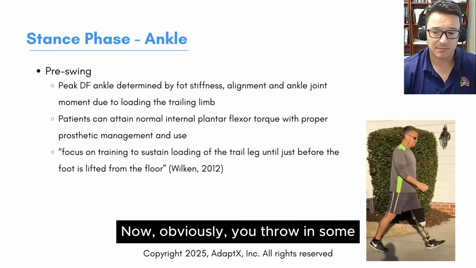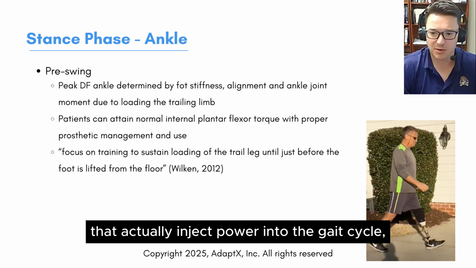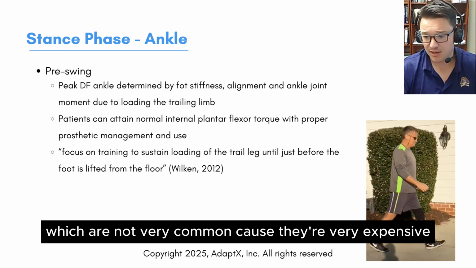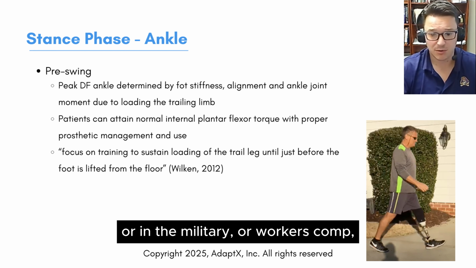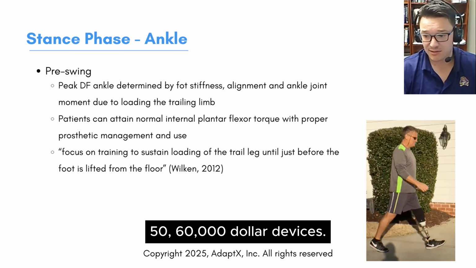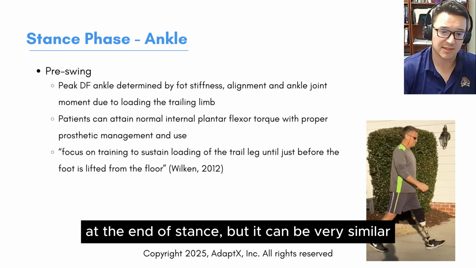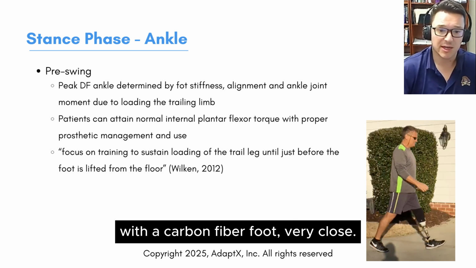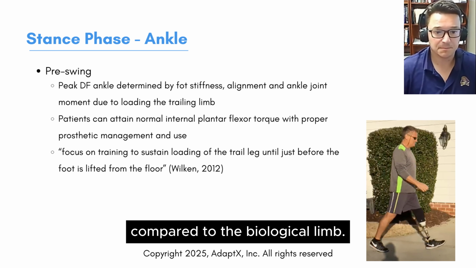Now, obviously, you throw in some active components and robotic actuators that actually inject power into the gait cycle, which are not very common because they're very expensive unless you are a veteran or in the military or workers' comp. It's very difficult to buy these $40, $50, $60,000 devices. You usually have less power and less push off at the end of stance, but it can be very similar with a carbon fiber foot, very close, and to the naked eye, it looks similar compared to the biological limb.